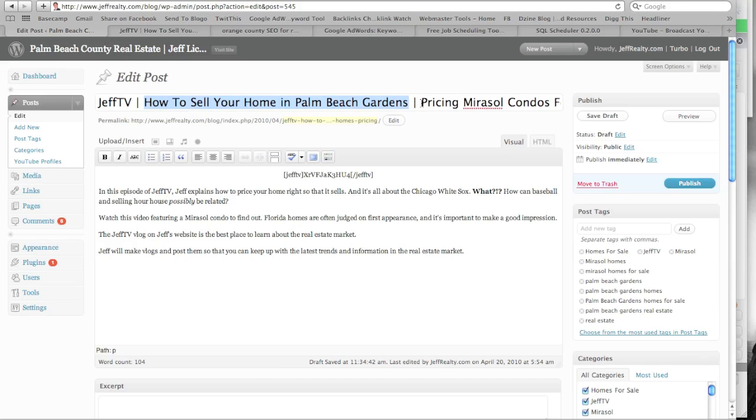And secondary to that, what we want to cover is pricing Mirasol condos for sale, because that will get picked up under Mirasol condos for sale. So people will have the potential to discover this post in that manner.